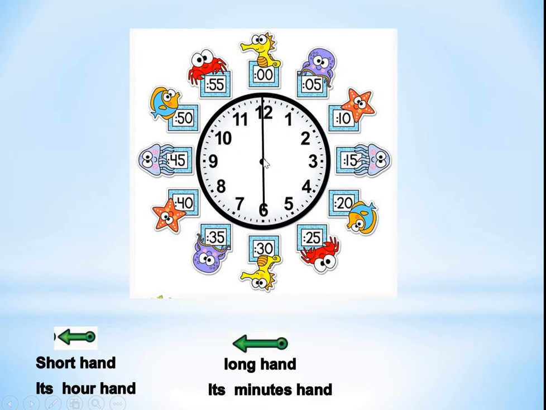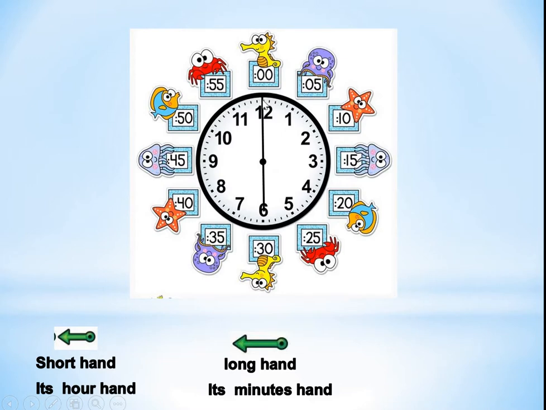For example, when the long hand goes to 12, Muhammad, the driver, takes the bus and goes to the garage and he falls asleep. He closed his eyes, so we write it 00. The hour and the minutes will be 00 in digital.